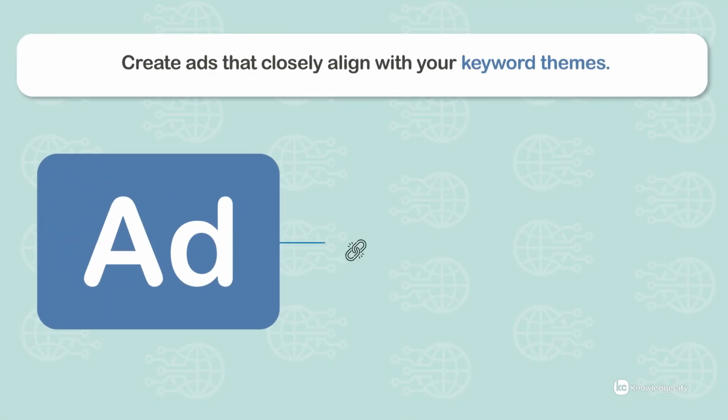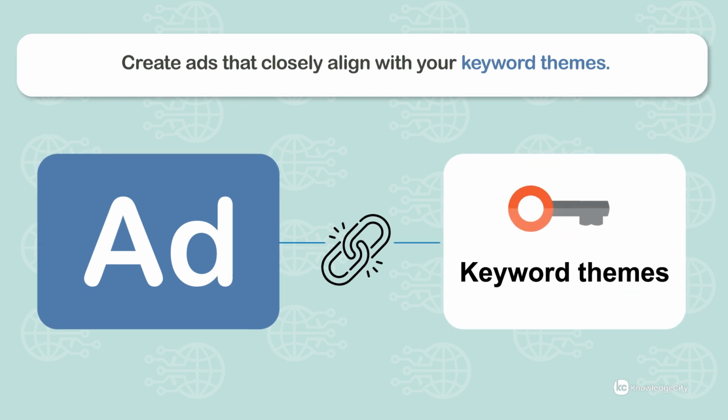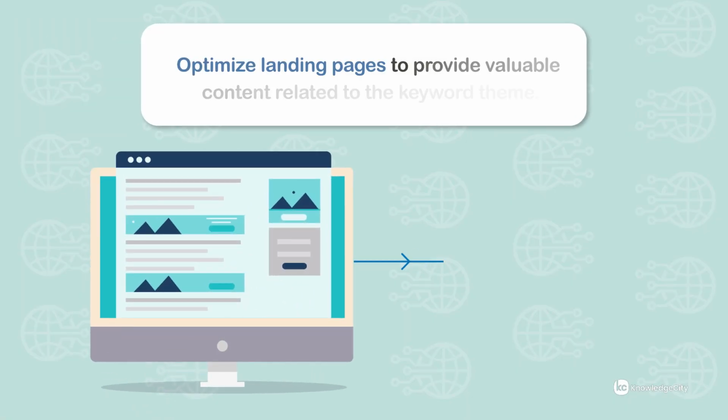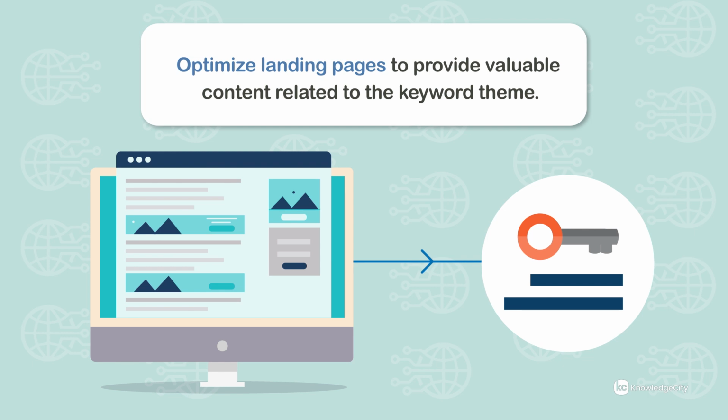Create ads that closely align with your keyword themes. This ensures that users find the information they are expecting when they click your ad. Optimize landing pages to provide valuable content related to the keyword theme. A good user experience will more than likely improve quality scores.